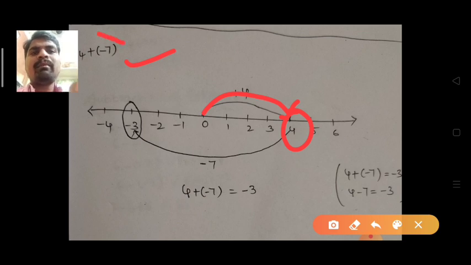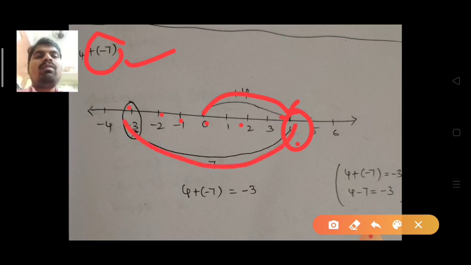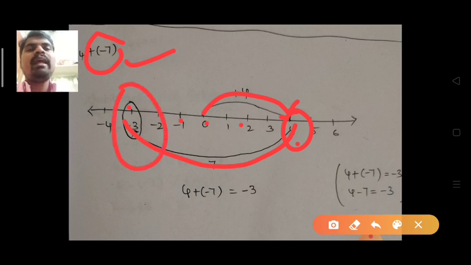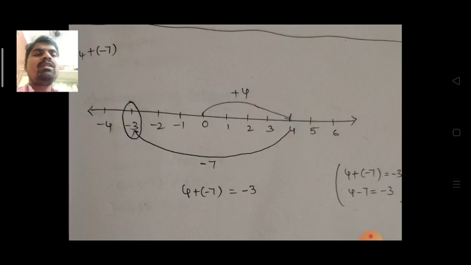Minus 7. Minus 7 is the negative integer. So you have to move 7 steps. Minus 7 means 7 steps you have to move left side from the main point. So what is the main point here? 4. So you have to count 1, 2, 3, 4, 5, 6, 7. So you observe here you have to move 7 steps back left side. So what is the answer? The final answer here is minus 3. So 4 plus of minus 7 equals minus 3.